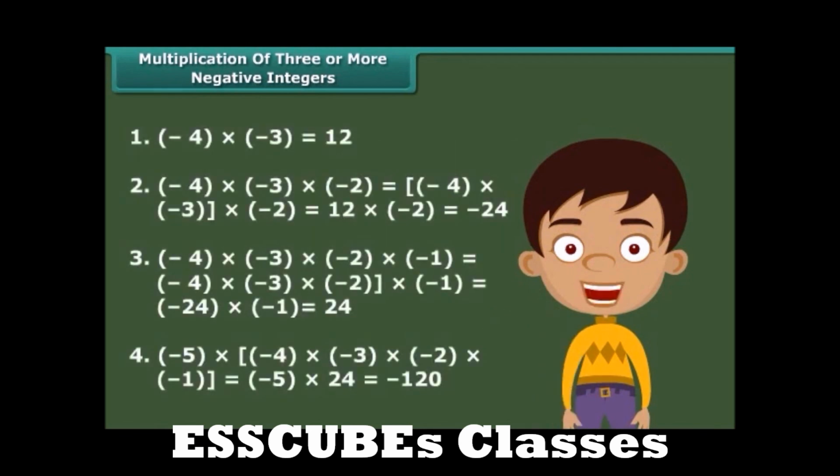We can see that in first and third examples, the number of negative integers that are multiplied are even, 2 and 4 respectively, and the product obtained in 1 and 3 are positive integers. And the number of negative integers that are multiplied in 2 and 4 are odd, and the products obtained in 2 and 4 are negative integers. Hence, we can say that if the number of negative integers in a product is even, then the product is a positive integer. And if the number of negative integers in a product is odd, then the product is a negative integer.